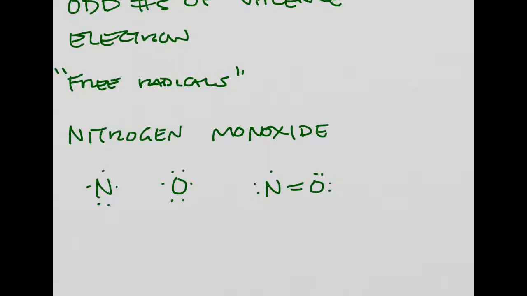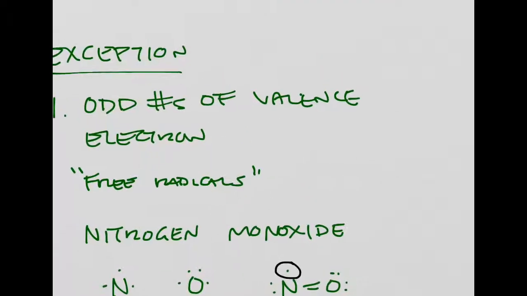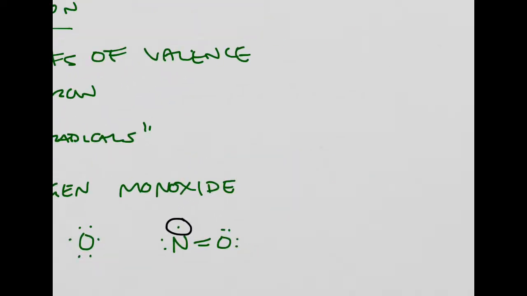And yet it's totally fine existing as it is. However, when I say it's totally fine existing as it is, as I said earlier, it's highly reactive, because that single electron, the one that I just circled right there, will want to connect with something that needs an electron. So any of the halides that are looking to fill their octet would love to bond with this nitrogen monoxide. Okay, so there's the first exception.